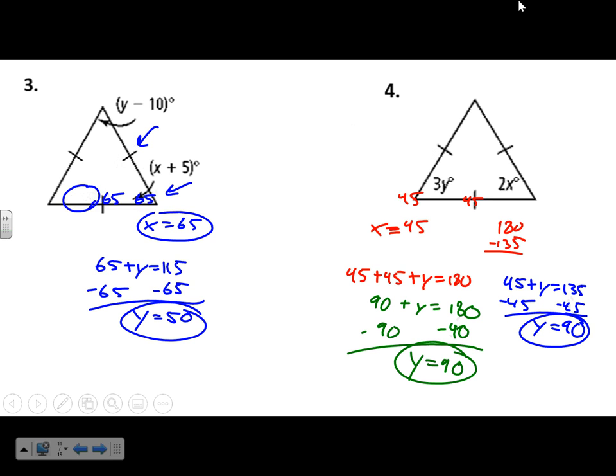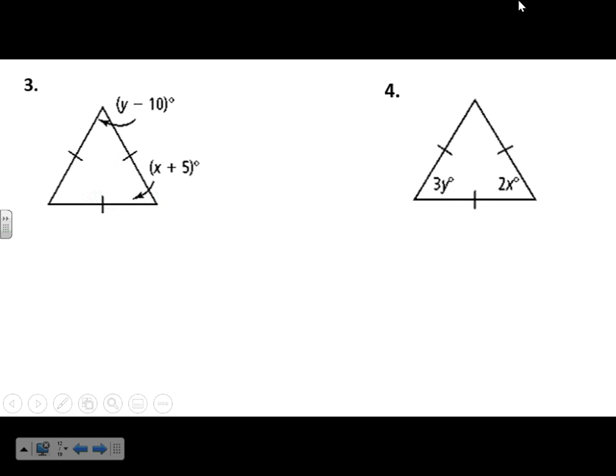So again, I would encourage you, for 3 and 4, to pause these and try them on your own and then hit play and see if you did them right. But if you want an extra couple problems to watch, you can.